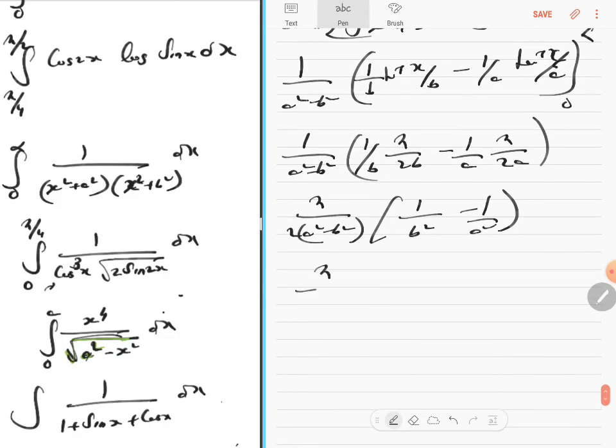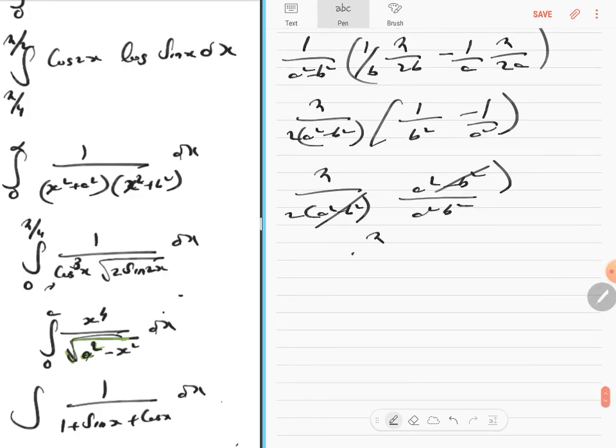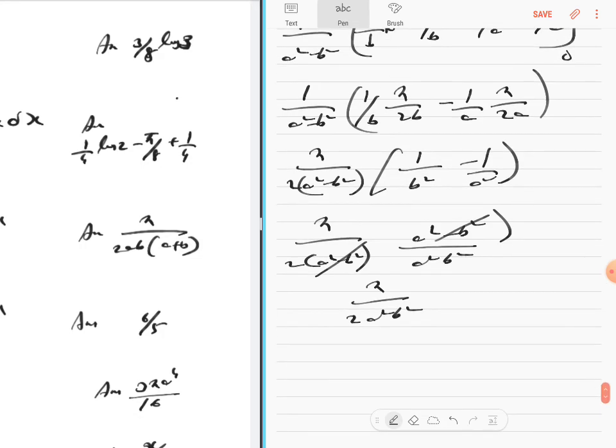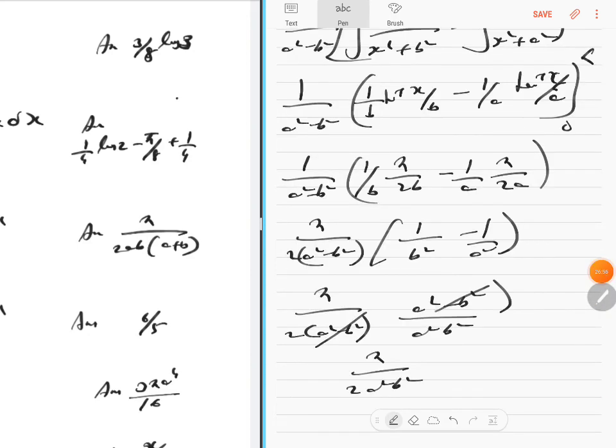Isn't it the same as my answer that I got before? So it's like a square b square, so it will become a square minus b square. Then a square minus b square itself is getting cancelled. I have pi by 2 a square b square, and what is the answer that I've given here? 2ab, what is that? 1 by a plus b, there's nothing like that. I have not got anything like that. Oh gosh, I understood my mistake.